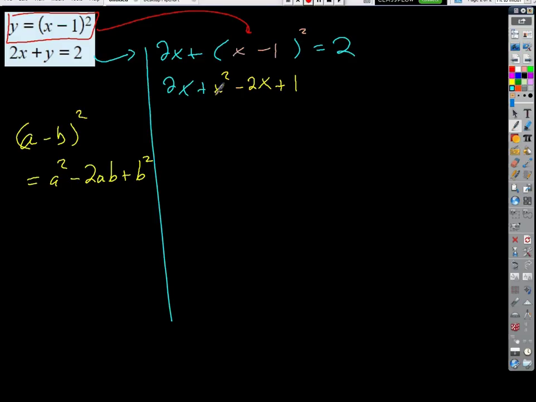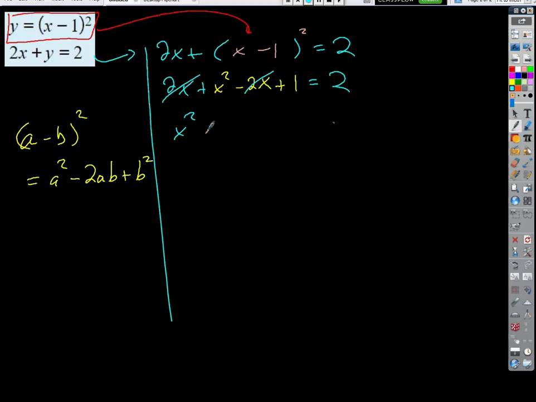So we get 2x plus that equals 2. So which side does everything go on to? Marissa, which side am I going to collect everything on? Left side, good. We already have a positive x squared there. So we get x squared, 2x minus 2x. Look at that, those go away, right? So then I just get plus 1.